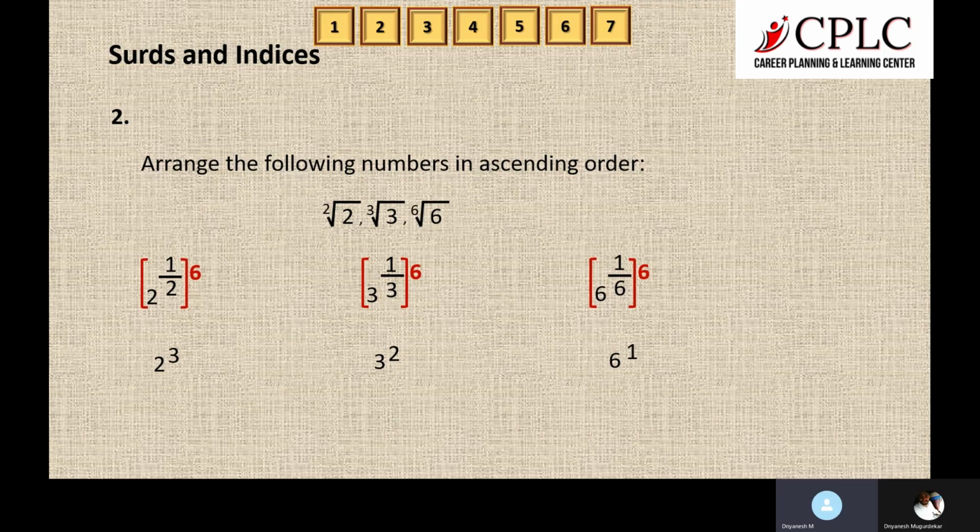Now we can easily find the values. 2 cube is 8, 3 square is 9, and 6 raised to 1 is 6. We were supposed to arrange them in ascending order. 6 will be the first one, 8 will be the second one, and 9 will be the third one. So that means sixth root of 6 is the first number, followed by square root of 2, followed by cube root of 3. That is the ascending order.